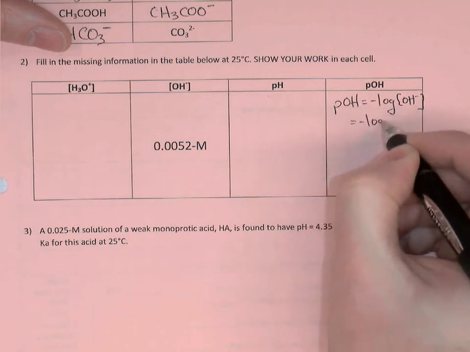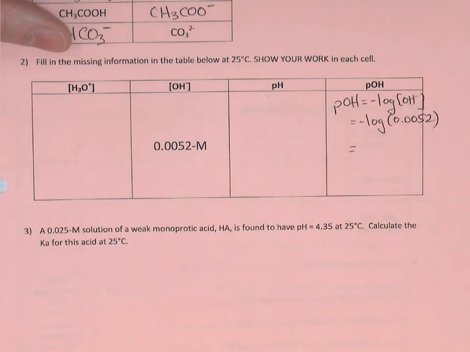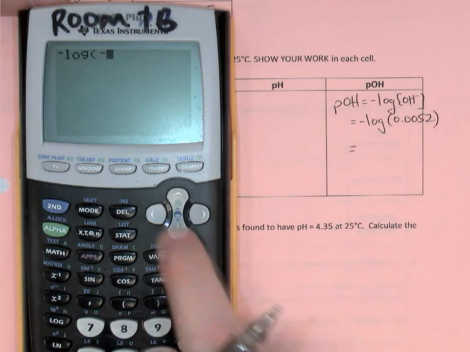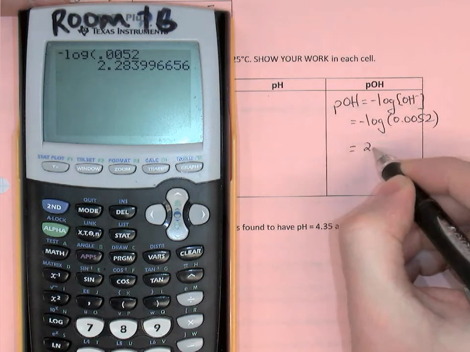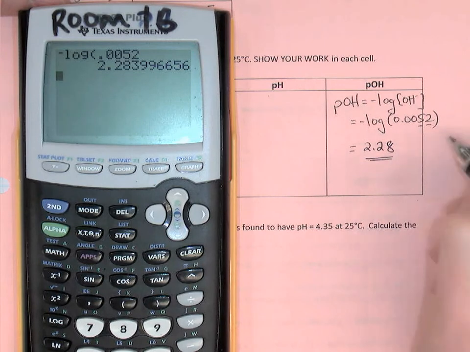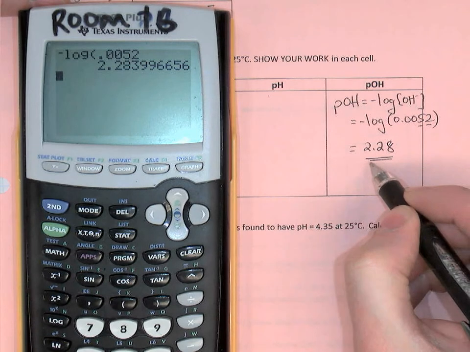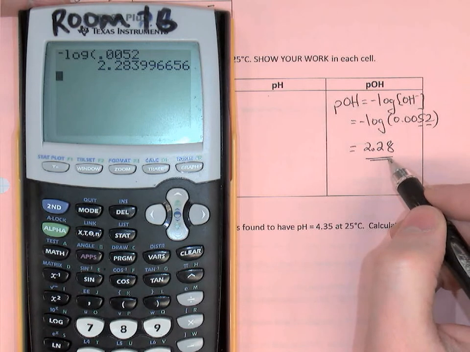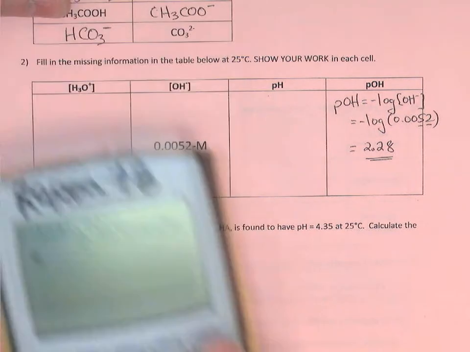So negative logarithm of 0.0052. Grabbing a calculator, negative log of 0.0052 is 2.28. Remember with your significant digits, since the concentration had two significant digits, the pOH has to have two decimal places. The number in front of the decimal in a pH or a pOH is not considered a significant digit, so only the decimal places in a pH or pOH are significant.